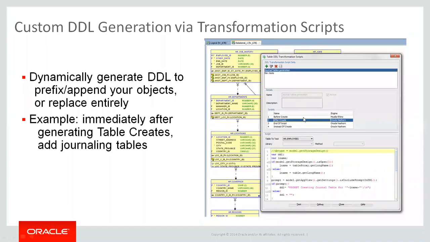your own custom scripting. So we have before create, after create, end of script, and instead of create. So for one or more objects before they're created, do this. For one or more objects after they're created, do this. For the entire script at the very end, run this. And for one or more objects, instead of using your create, use my create. So just added flexibility there.